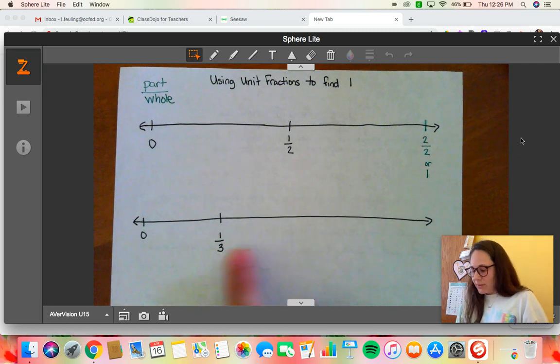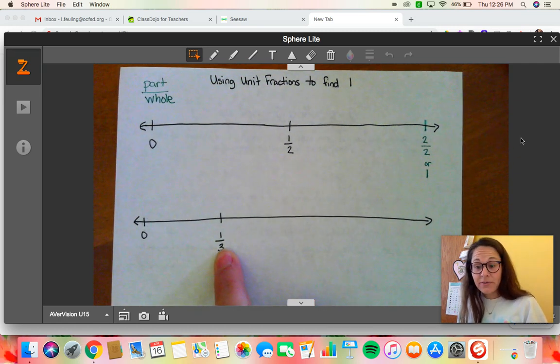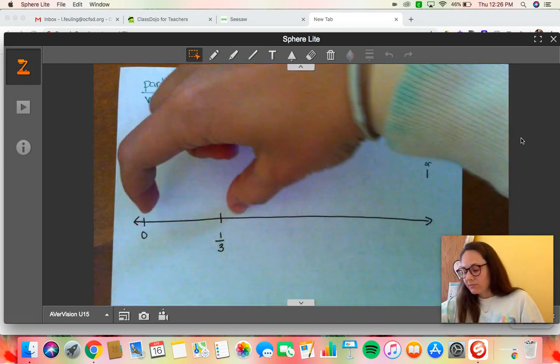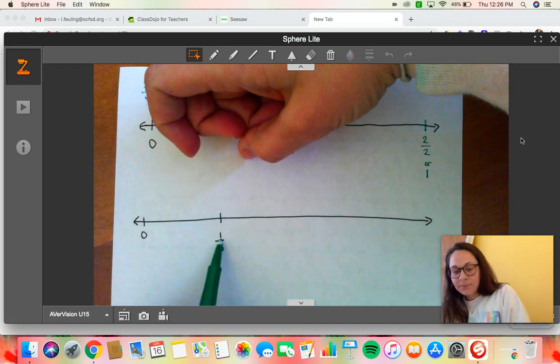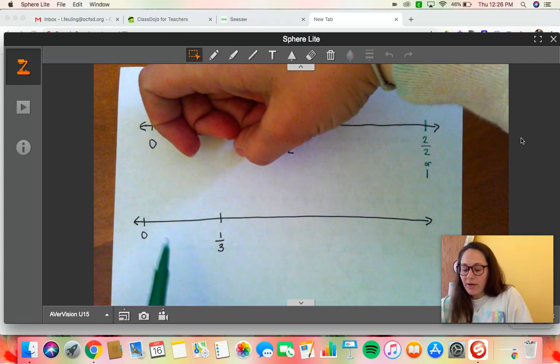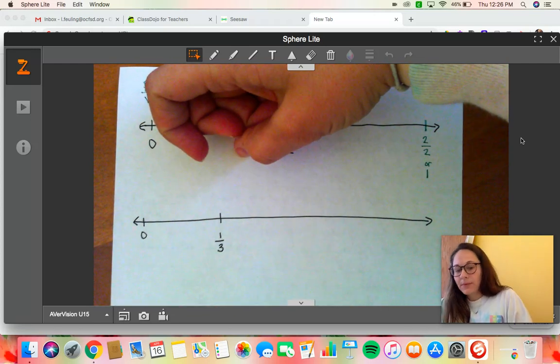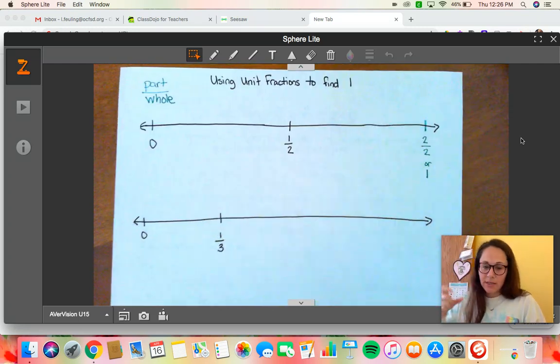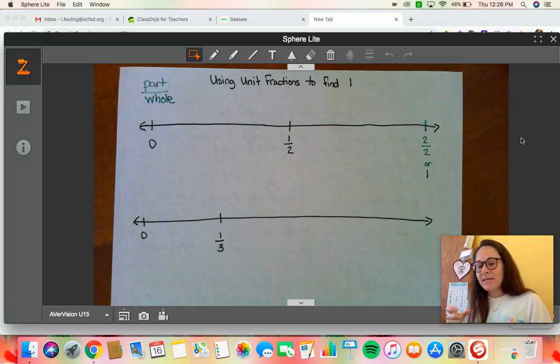Let's take a look at this one. Again, they gave us our unit fraction. I have 1/3. That means from 0 to this line is only one jump, so I don't need to partition this at all. How many of these pieces, that jump, do I need to find where 1 would be, 1 whole?